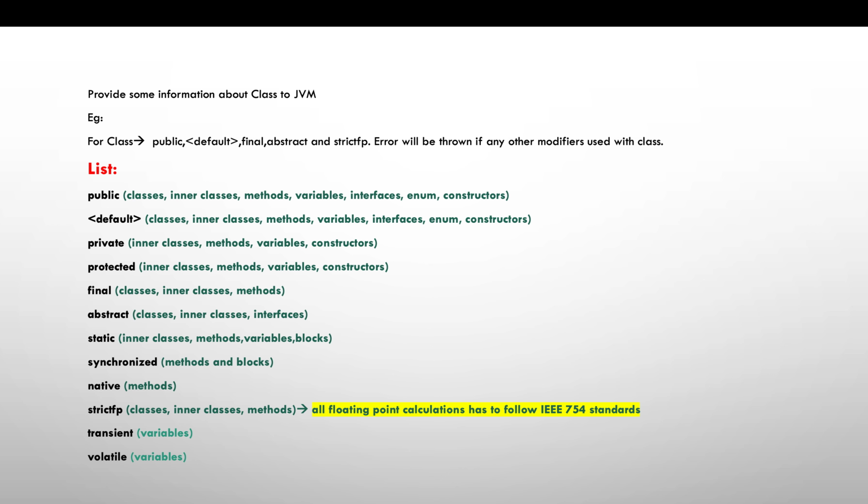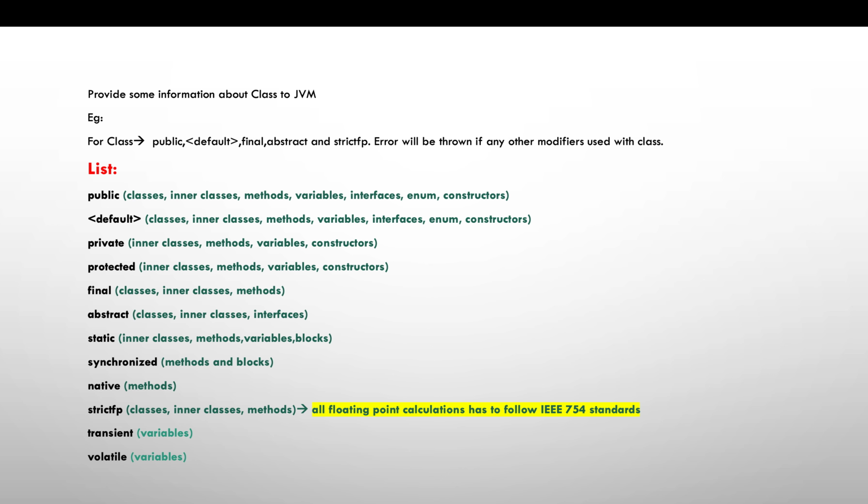The possible access modifiers for a class are public, default, final, abstract, and strictfp. If you use any other access modifier apart from this list, we'll get a compilation error. I have listed the most important access modifiers here, and we are going to discuss each of them at a high level and see where it actually applies.